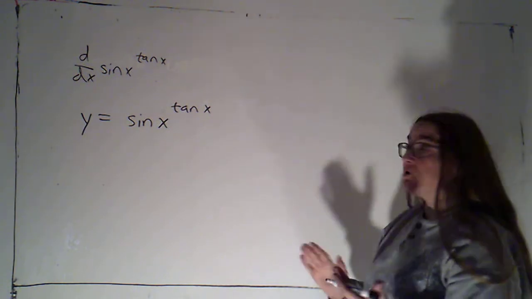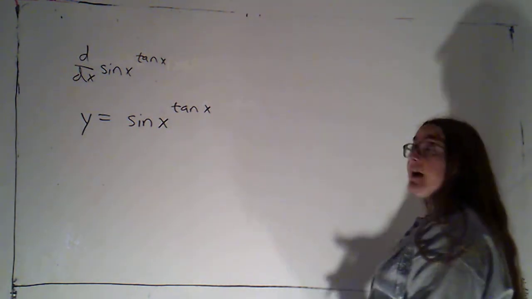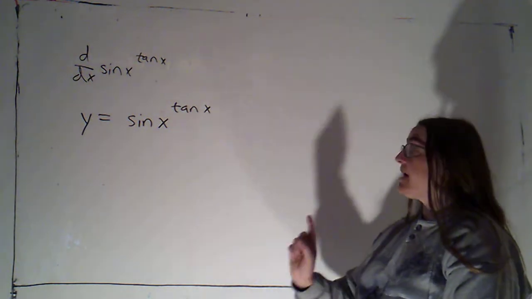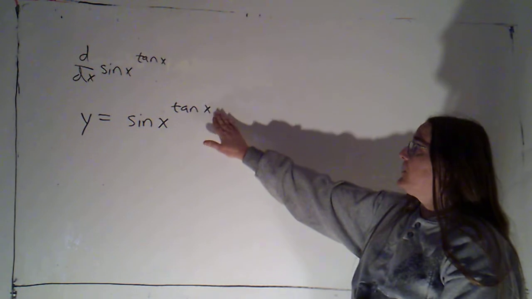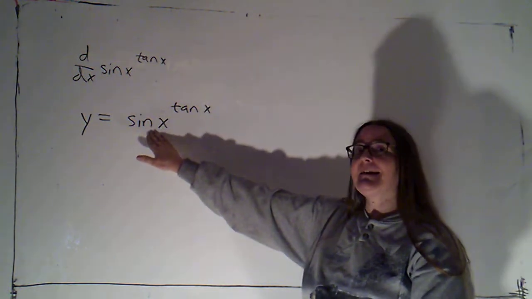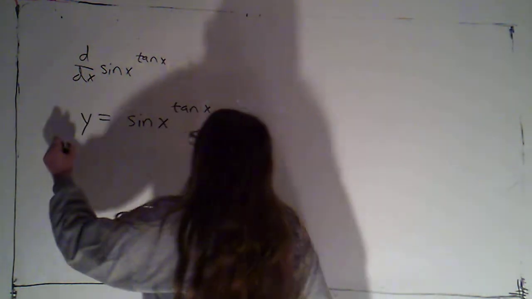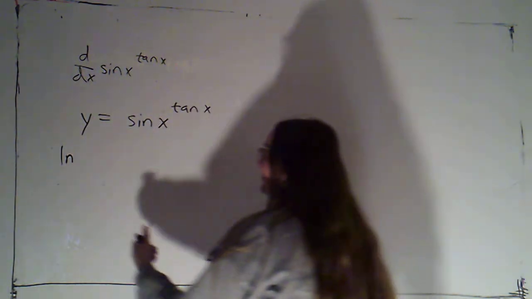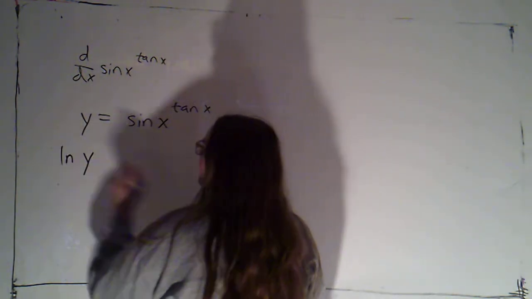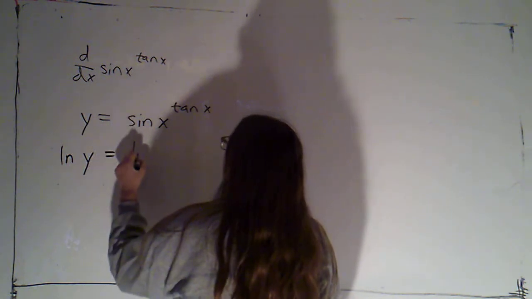So now, I do want to take the natural log, and I can. Because we have the definition that the domain of this function is everything where tangent is defined and sine is strictly positive. So that's going to make y a power of a positive number. That's going to make y positive. So I can plug in to the natural log.